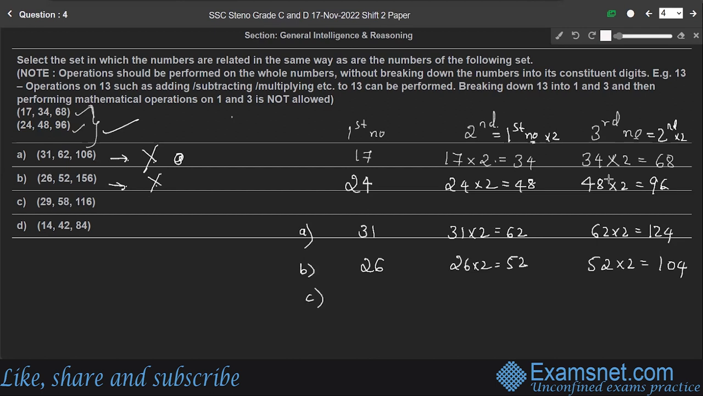So, option C, according to which first number is 21, second number should be 29... 29 into 2 is 58, which is right. So in option C, we have 29, 58. And the third number should be second number into 2, which is 116. Therefore, option C follows the same logic, in which second number is twice of first number and third number is twice of second number, right? Therefore, option C is the right answer.